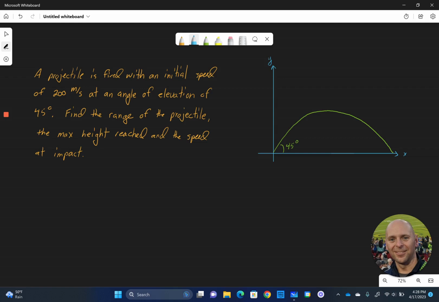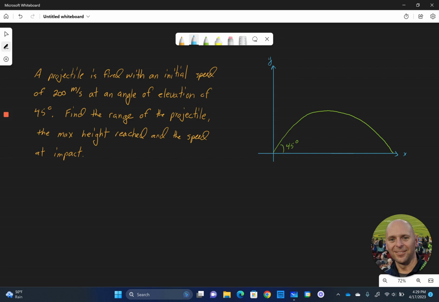Here we've got a projectile, and it's going to be fired up with an initial speed of 200 meters per second at an angle of elevation of 45 degrees. And there's a number of things that we're going to compute with this. We're going to find the range of the projectile, the max height reached, and the speed at impact.